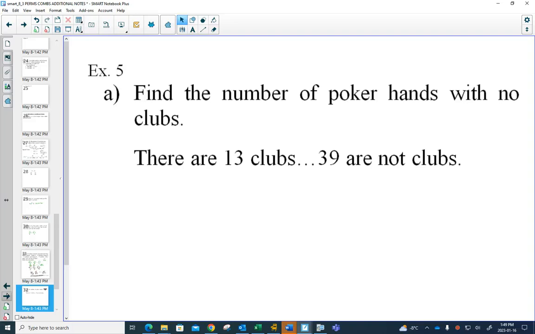Okay. Find the number of poker hands with no clubs. If I took my deck of cards, and I wanted to guarantee that if I chose 5 cards I didn't get any clubs, does it make sense that if you took the clubs out, and then picked 5 cards from what's left, guaranteed you wouldn't get any clubs? If you did, something went wrong in the first part. So if I take out the 13 clubs, leaving 39 left, how many poker hands have no clubs would just be 39 choose 5.